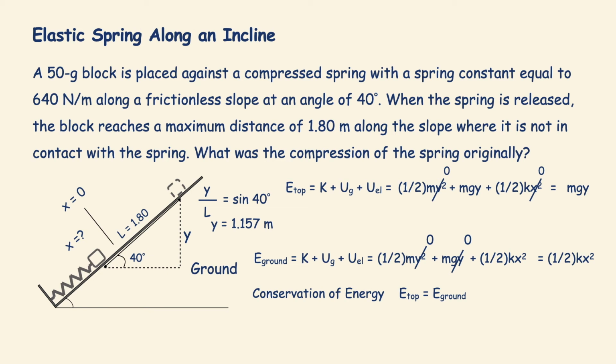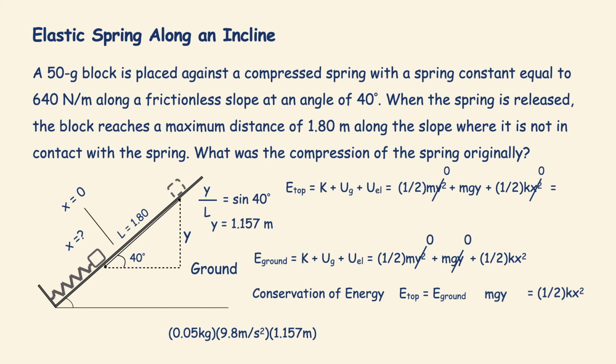I can apply the conservation of energy principle here, which stipulates that the energy at the highest position has to be equal to the energy at the lowest position. I have no non-conservative forces to change that energy. So for our problem, the total mechanical energy at the top will be equal to the total mechanical energy at the ground level. In other words, we will have mgy, that's the energy at the top, equal to 1/2 kx squared, that's the energy with which we started at the level that we chose to be ground.